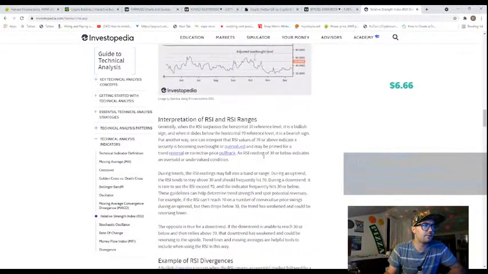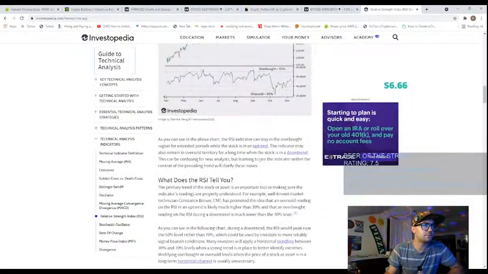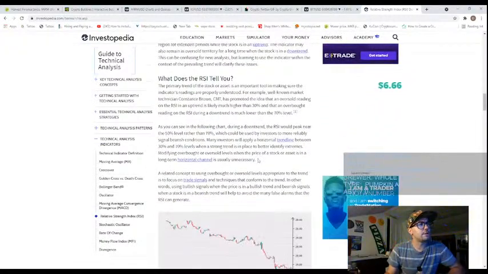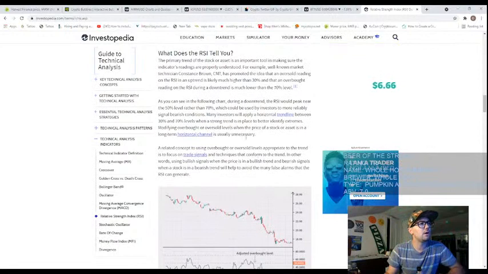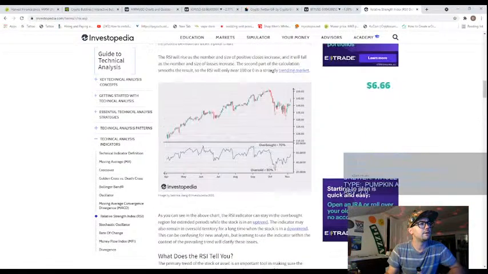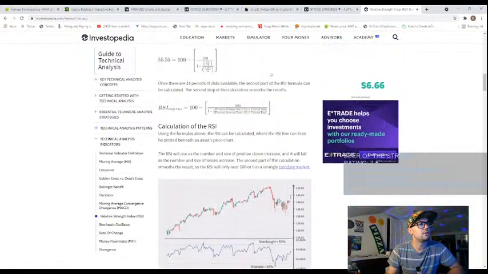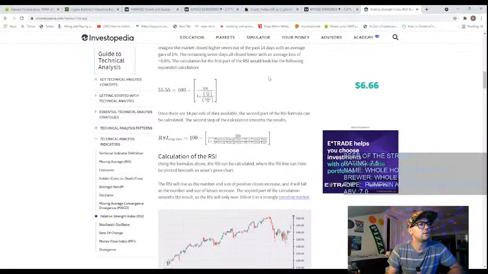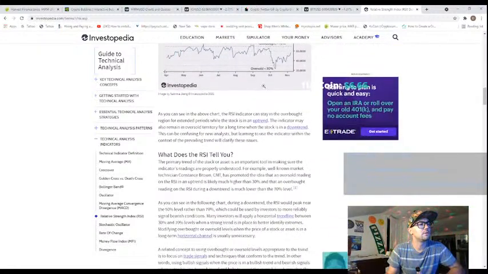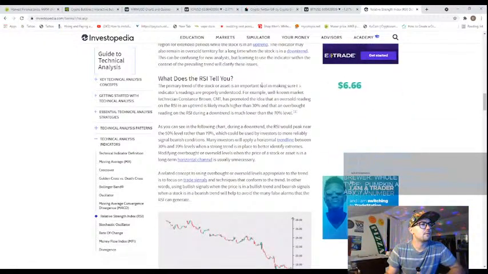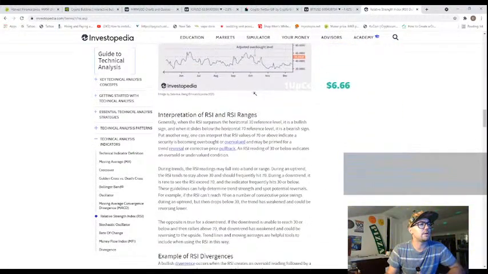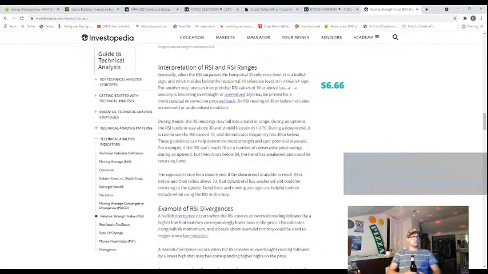There is a lot of information on here. We're going to check out as much as we can. What does the RSI tell you? We already read that one. Formulas. Okay, we got that one already. Okay, so interpretation of the RSI and ranges.